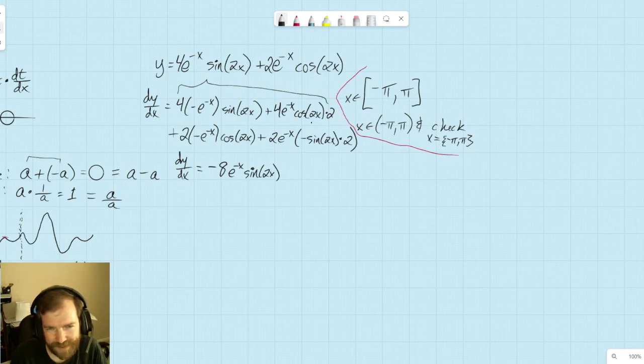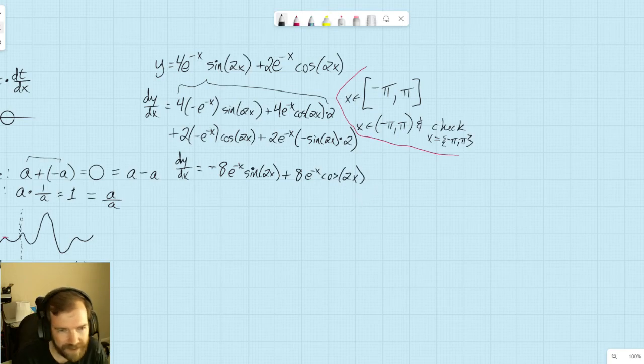All right, and this one here is going to be a plus 8 e to the negative x cosine of 2x. Did I ruin this? No, okay, I did not ruin it. Good. This is going to be a negative 4 e to the negative x cosine of 2x. And this is going to also be a negative 4 e to the negative x sine of 2x.